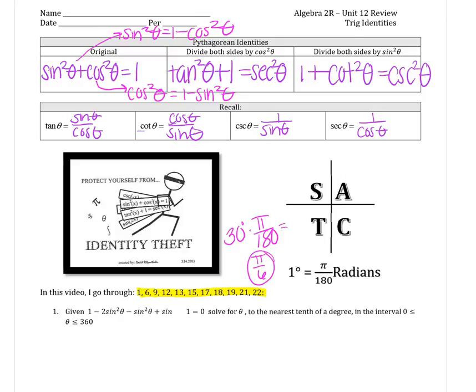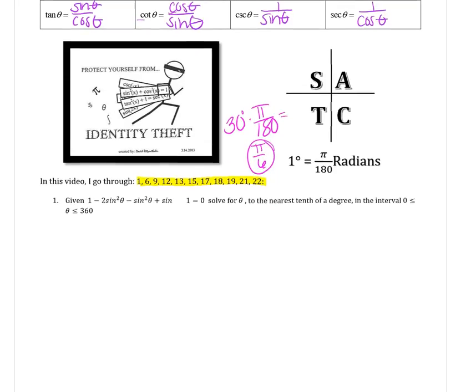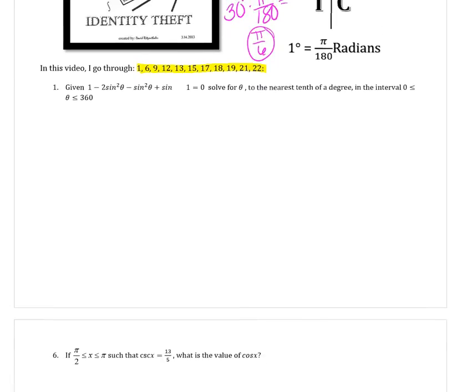So I think we're ready to go. So number 1, given 1 minus sine squared of theta minus sine squared of theta plus 1, my plus sign disappeared, and my theta for that matter. There we go. All right, that's problem 1.